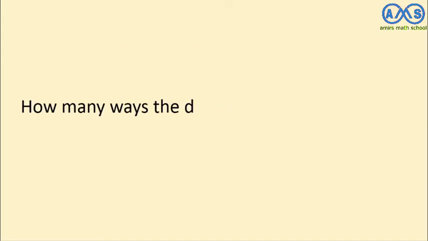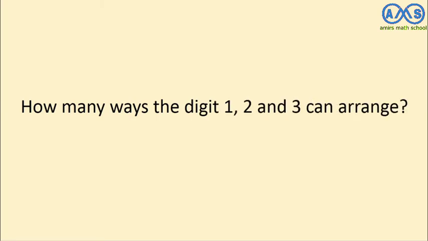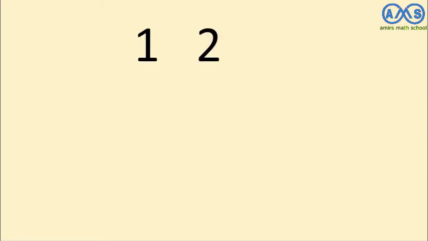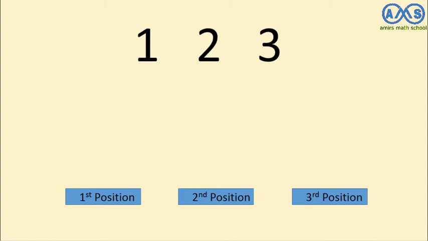How many ways can the digits 1, 2 and 3 be arranged? We have 1, 2 and 3. To arrange these 3, we have 3 positions. That is first position, second position and third position.